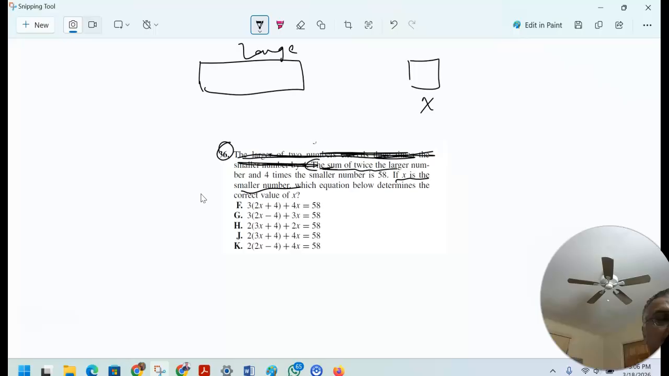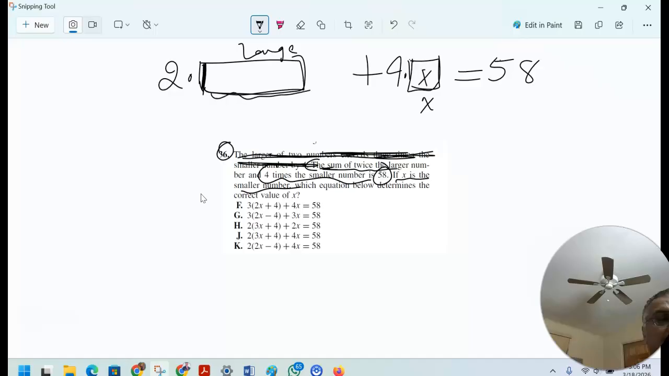The sum of twice the larger number. It means 2 times this large number plus 4 times the smaller number, which is this one, equals 58. So this is already given to you. So this is already x. So what goes here? What is the larger number?